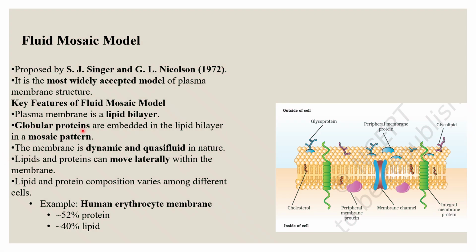It has globular proteins embedded in the lipid bilayer in a mosaic pattern. These are the proteins which are embedded in this lipid bilayer. These are also proteins, and they are in a random fashion. The plasma membrane is dynamic and quasi-fluid in nature. Lipids and proteins can move laterally within the plasma membrane. These proteins and these lipids can shift their places also.